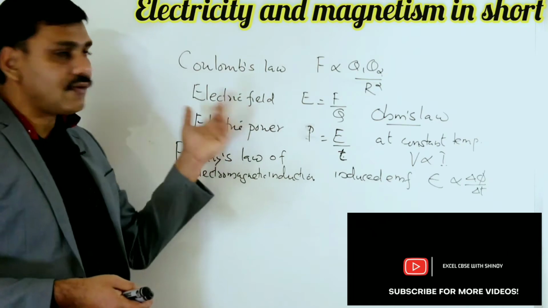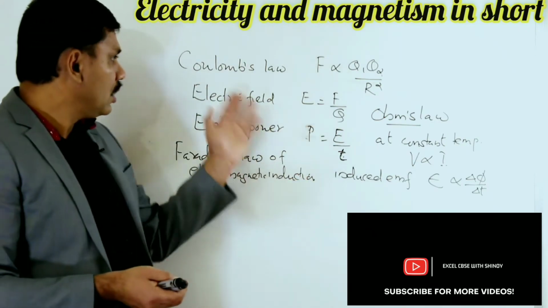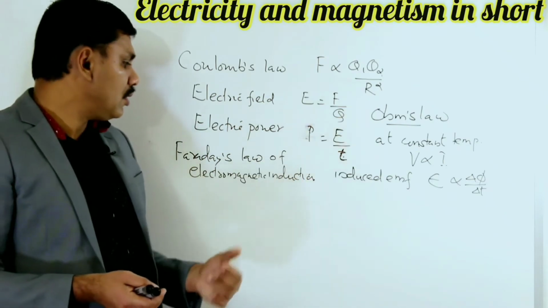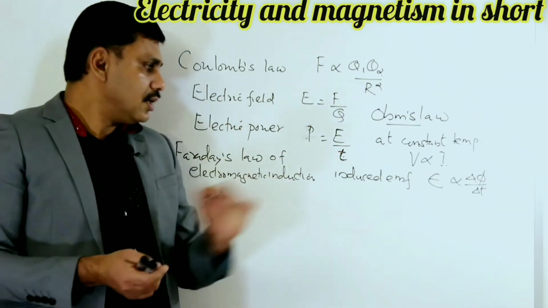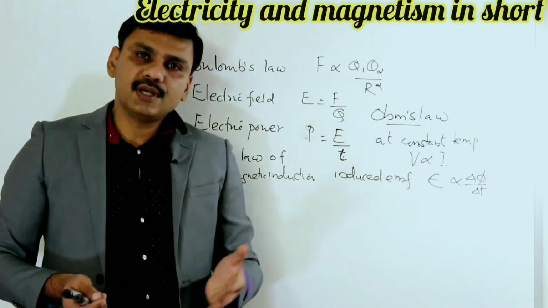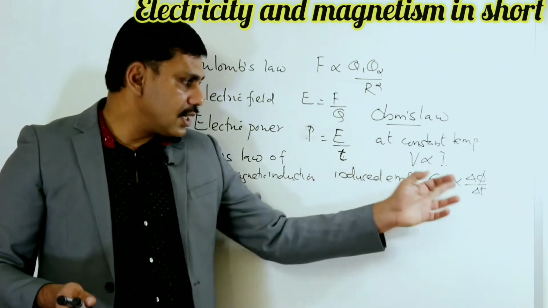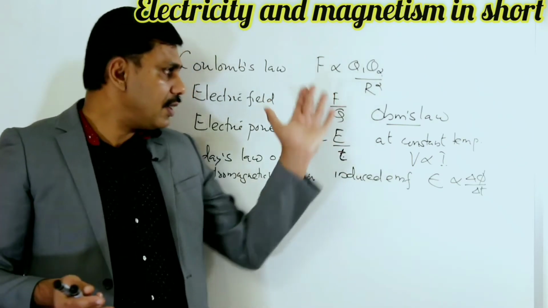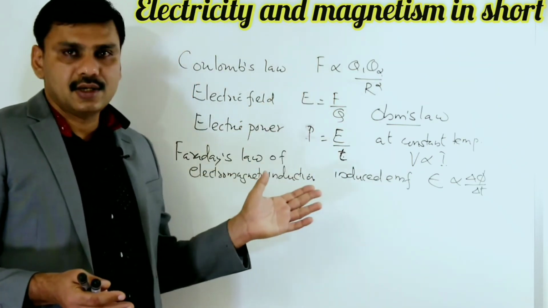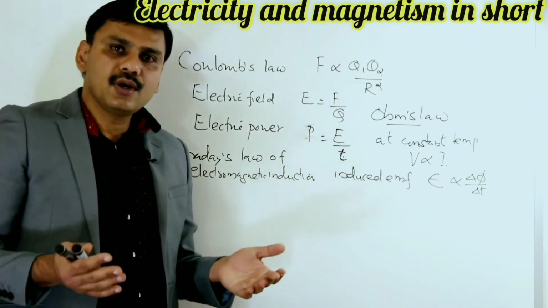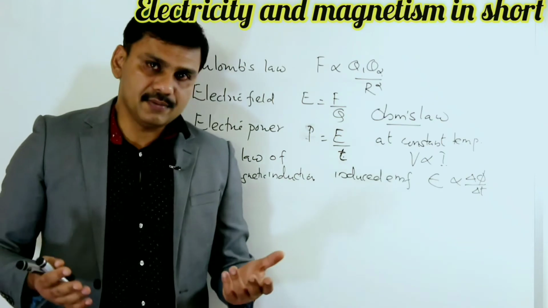So these are the main definitions in this unit: Coulomb's law, electric field, electric power, Ohm's law, electromagnetic induction. Electromagnetic induction is what? Induced EMF produced in a conductor or in a circuit is directly proportional to the rate of change of flux. So by remembering these equations, you can state the laws or define a term.